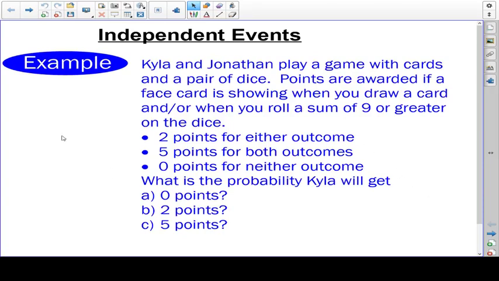Today we're going to take a look at independent events. So we're going to take a look at a few examples. Here's the first one.